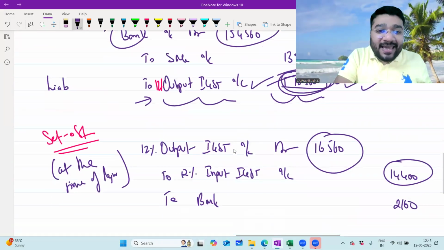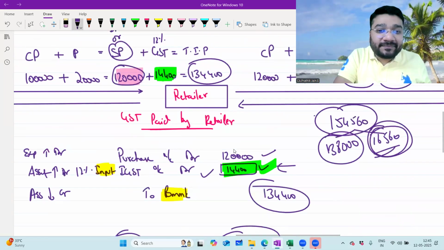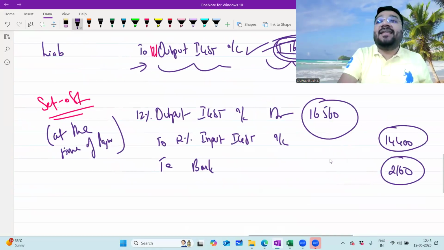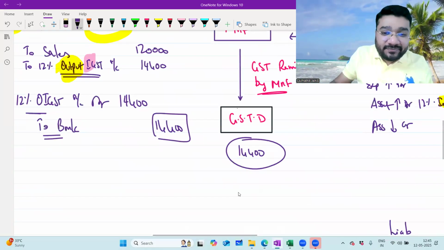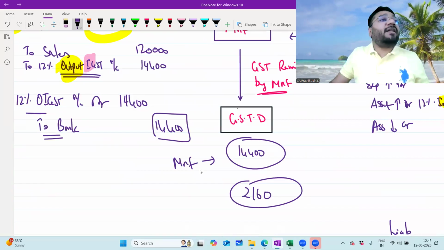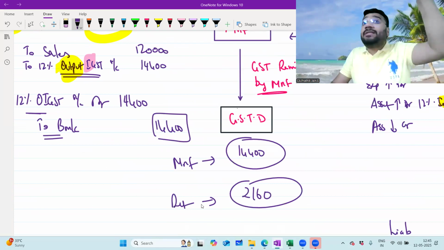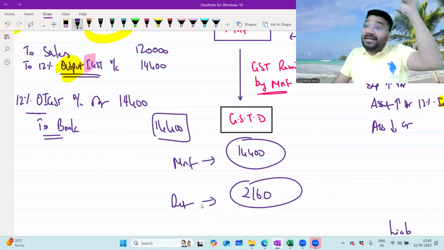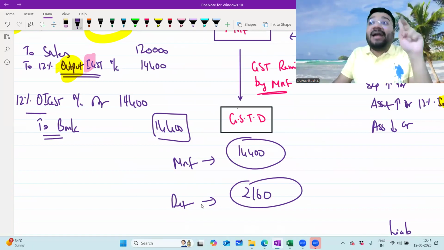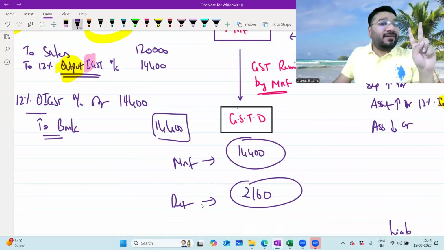In the second stage, how much money did the retailer pay? 2,160 in the second stage. So the manufacturer remitted 14,400. Retailer remitted 2,160. I did not use the word paid. Because ultimately tax is paid by whom? The end customer. Manufacturer and retailer did the job of postman.